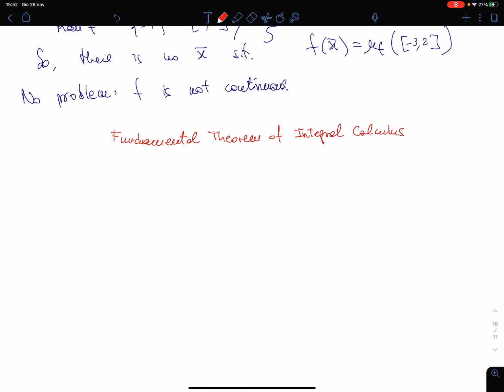And one of the most important results of the analysis, because it opens the road towards the computation of areas, of integrals, which is the main problem we treat this year. So, first of all, let me give you a definition.